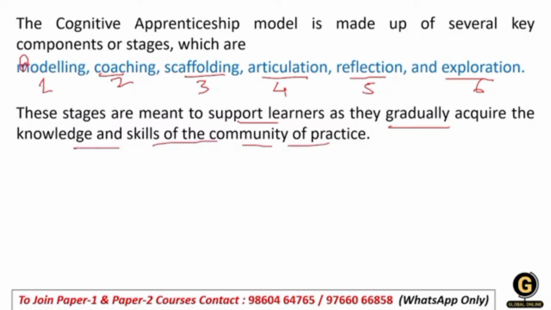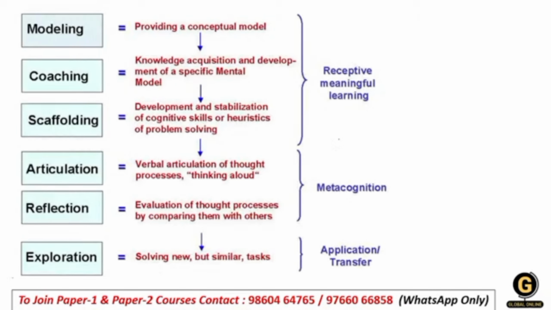Just as Piaget's theory gave four stages of cognitive development, the cognitive apprenticeship model is made up of six stages. Every stage is important to how the cognitive level develops. These are the six points: modeling, coaching, scaffolding, articulation, reflection, and exploration. At every point the cognitive level develops. Let's look at how it develops.